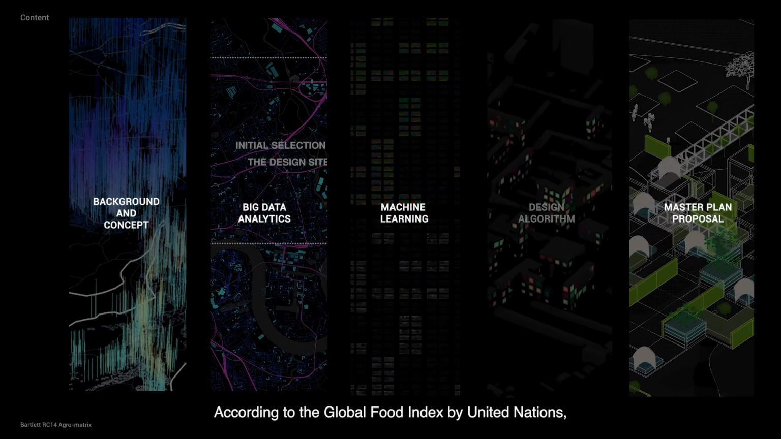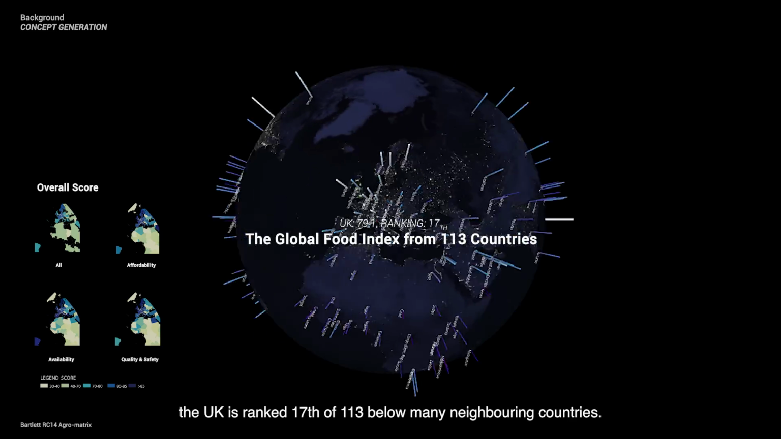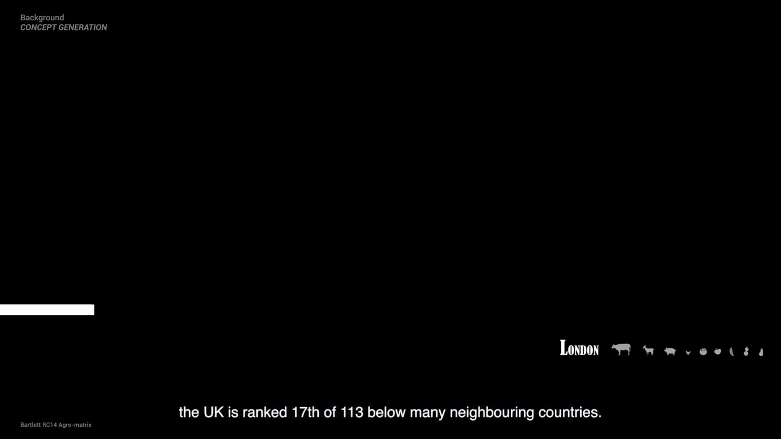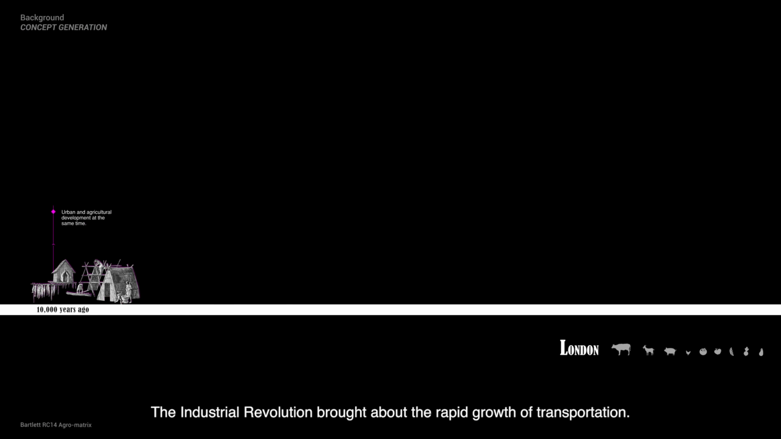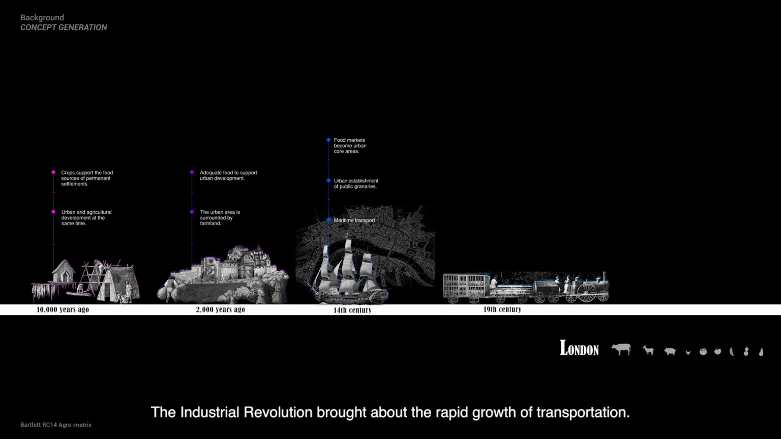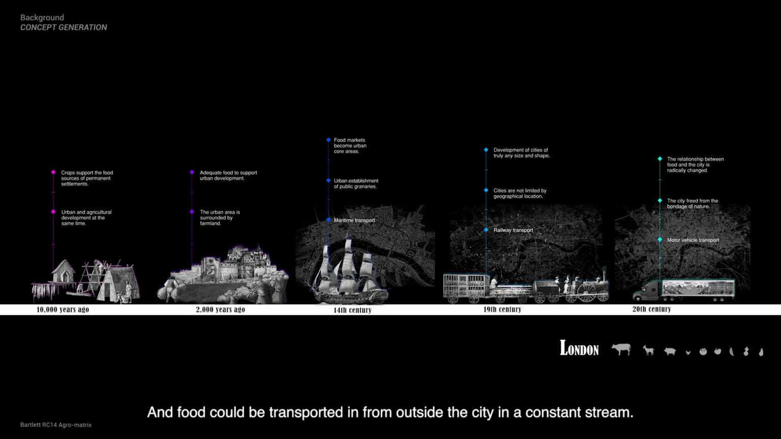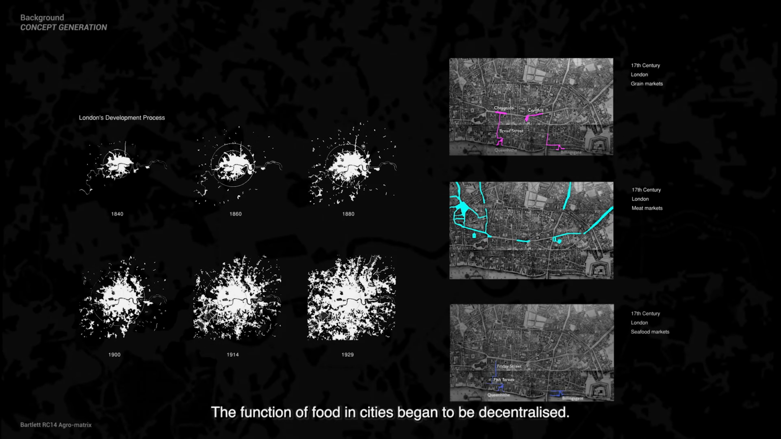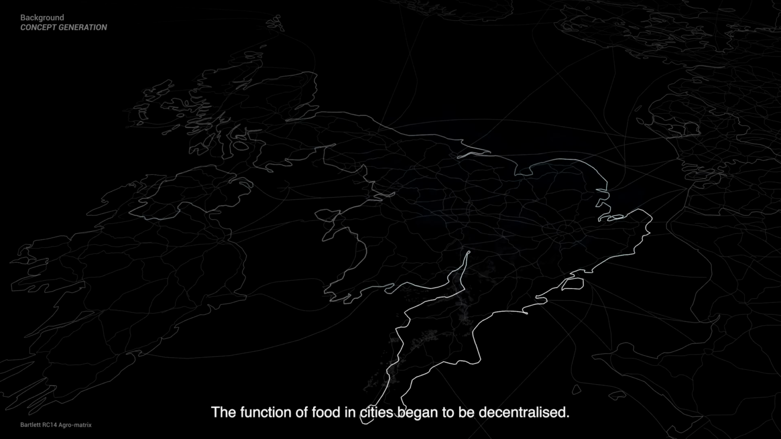According to the Global Food Index by United Nations, the UK is ranked 17th of 113, below many neighbouring countries. The Industrial Revolution brought about the rapid growth of transportation, and food could be transported in from outside the city in a constant stream. The function of food in cities began to be decentralised.